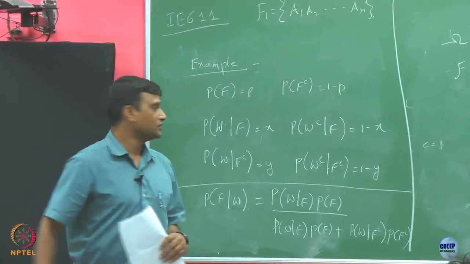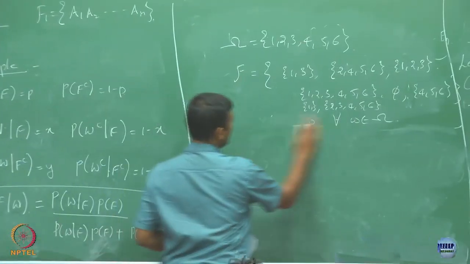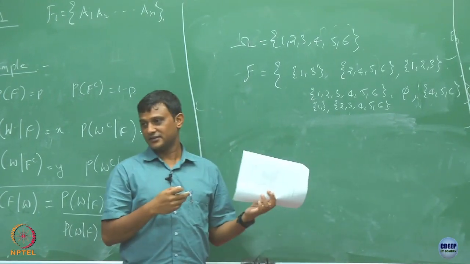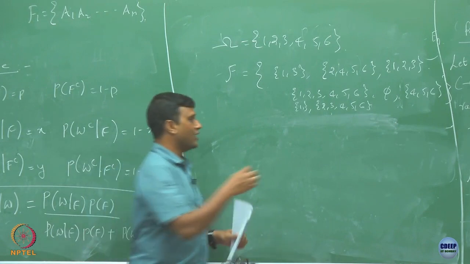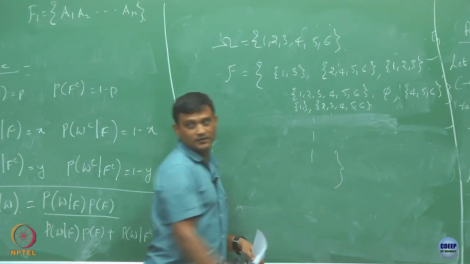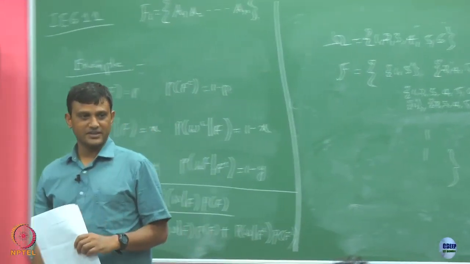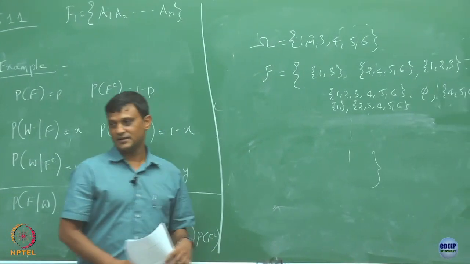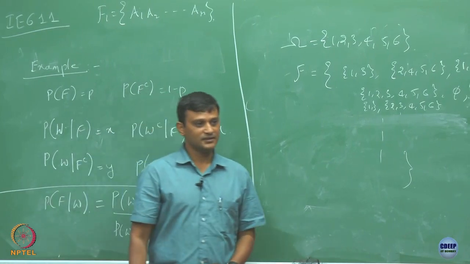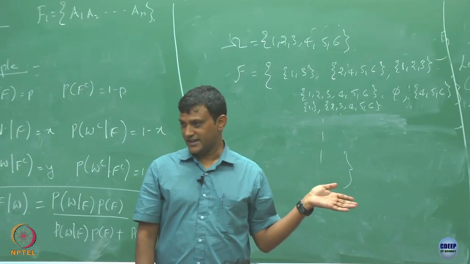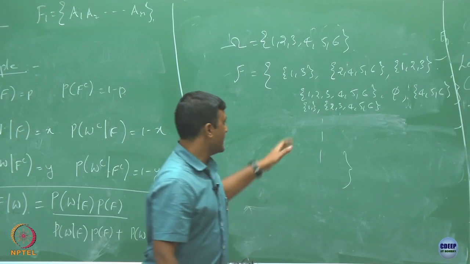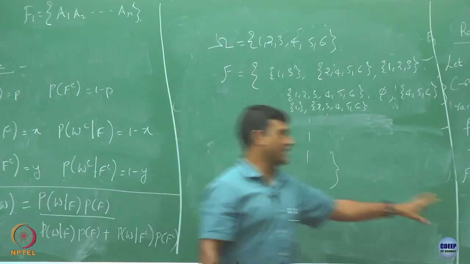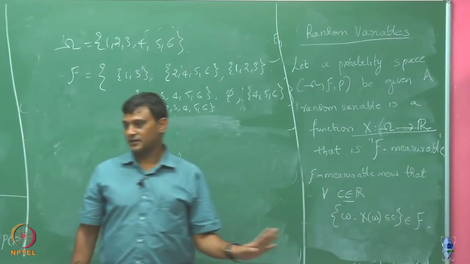It violates condition 2. So now let's include all possible values. How many subsets are there? Let's say all possible subsets are there. Now is it F measurable? Yes. You take any possible C, you will end up with one of these sets, and that belongs to F.